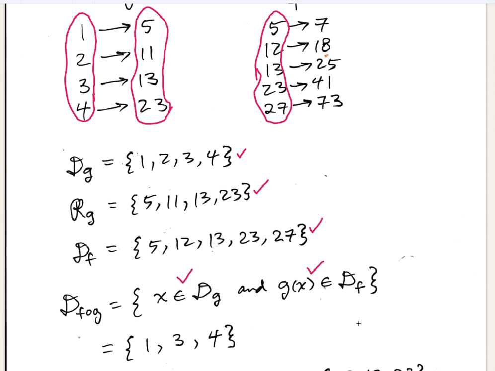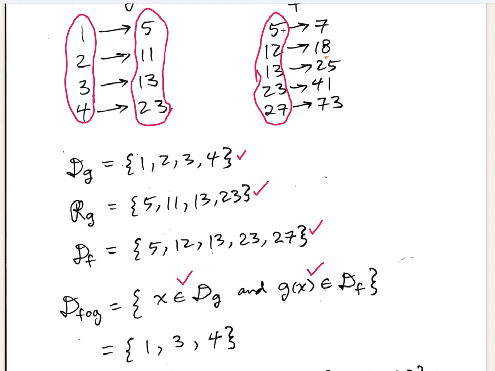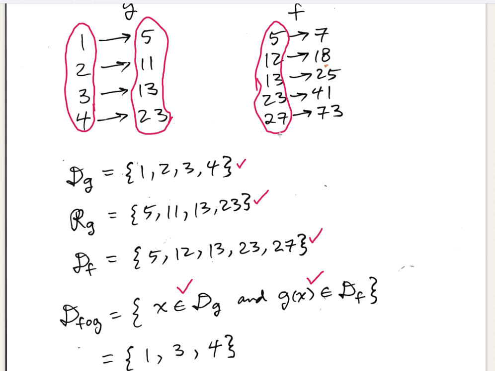If you go through these one by one, we could start with 1 here. 1 is obviously in the domain of g. Is its value under g, its image under g, which is 5, actually part of the domain of f? Yep, because you can see 5 is in there. So we want to include 1. How about 2? g of 2 is 11. Is 11 part of the domain of f? No.